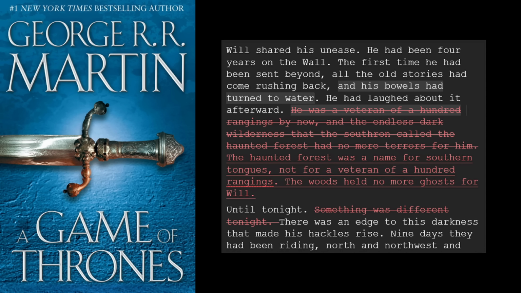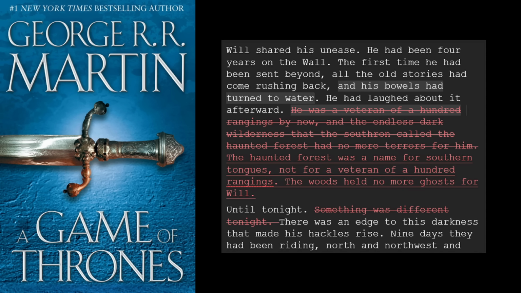The third problem with George's work is exposition dumps. Sometimes he performs these well and they're integrated well into the text, and other times he's not as great at it and the text feels clunky and kind of forced. So the paragraph about Will being a veteran of 100 rangings in the haunted forest feels kind of clunky because it uses language that Will probably wouldn't use, and it kind of breaks his POV a little bit.